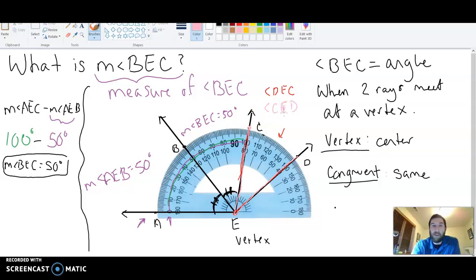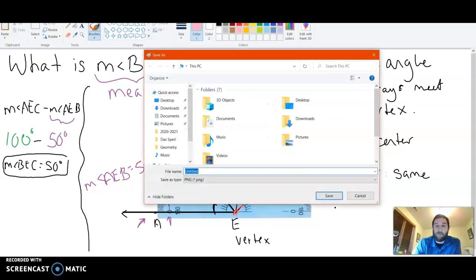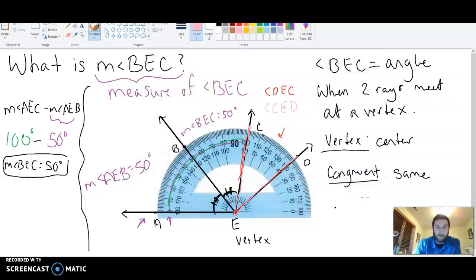There we go, C, E, D. So even though the letters are slightly out of order, they are the same angle because the rays are the same and the vertex is the same. If I switched the order of the letters any more, if E wasn't in the middle, then we're not talking about the same angle. So let's go ahead and use this nice light green color to help illustrate.